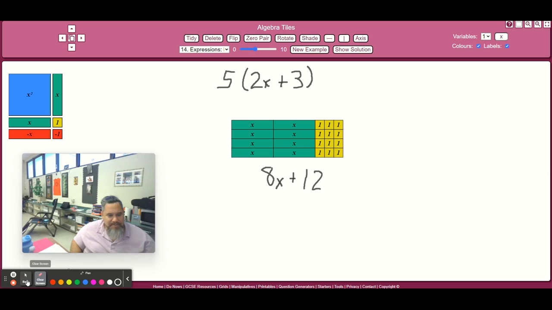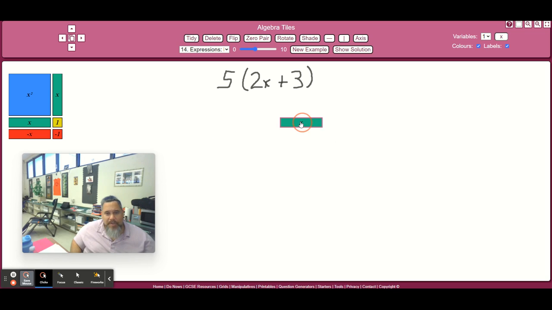But let's change this for a second. Let's change it to 5 times 2x plus 3. And obviously, you guys know what to do here. You could just make another row of that, right? But there's something I want to show you. So we have 2x plus 3. I should have erased all of that. Whatever. 2x plus 3. All right.